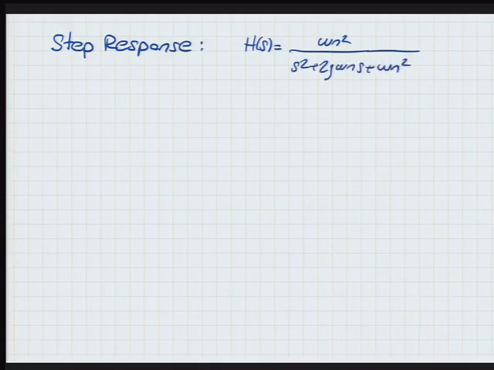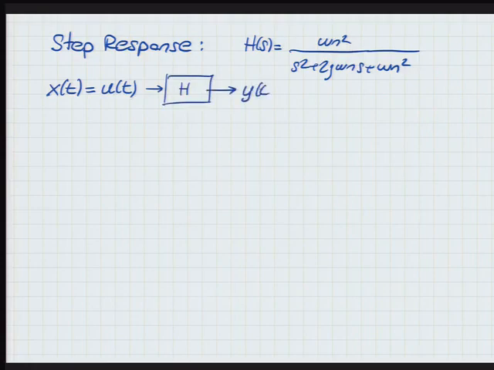Okay, so let's think about the step response of, again, our transfer function H(s) = omega_n squared over s squared plus 2 zeta omega_n s plus omega_n squared, right? How do I find the step response? Step response means x(t) is u(t), and then it goes to our system, H, and the output is y(t), the step response, right? So how do I find it? Now that we know about Laplace transforms.